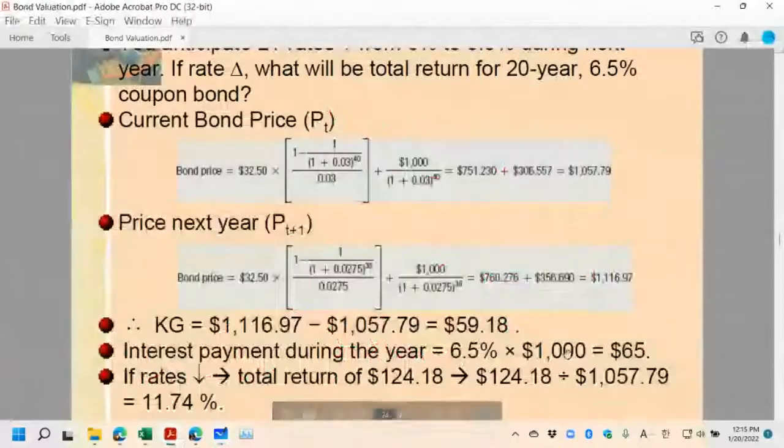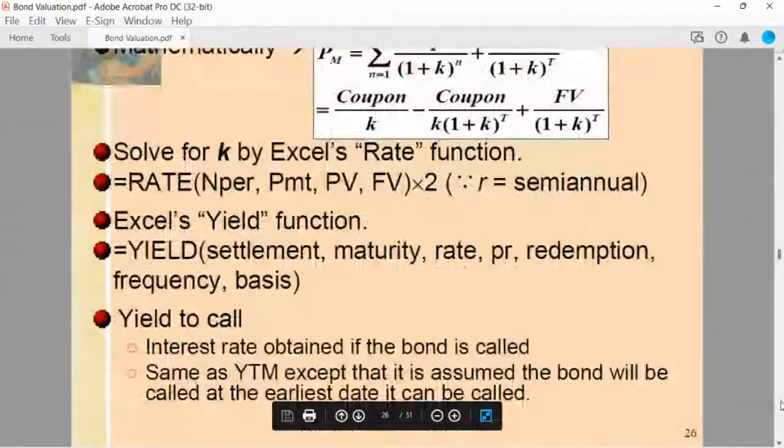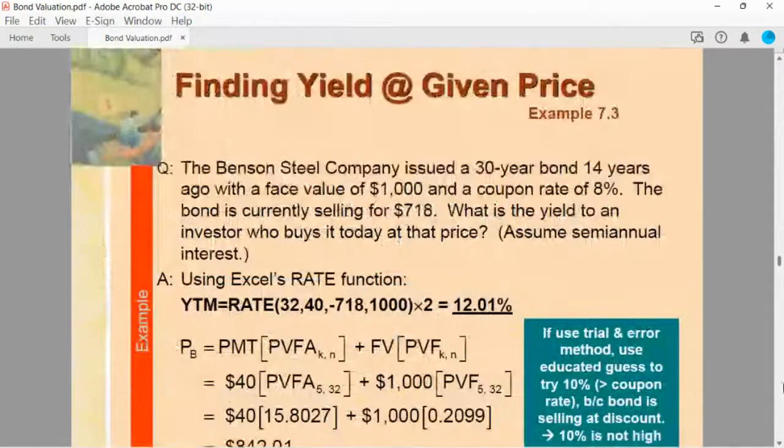Now, so where was I? The next thing is we talked about the different types of yield to maturity and current yield. And Excel has, we're going to do this. Excel has a built-in price function and yield function. We're going to do the exercise.